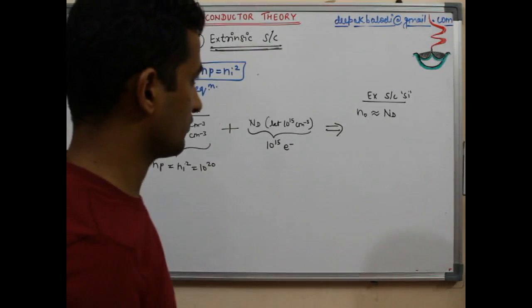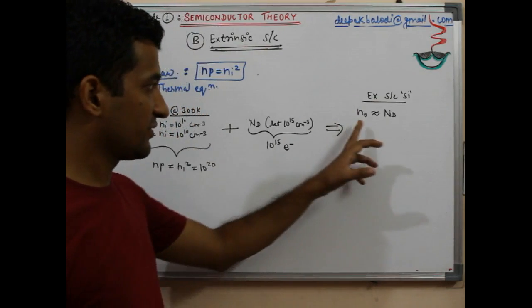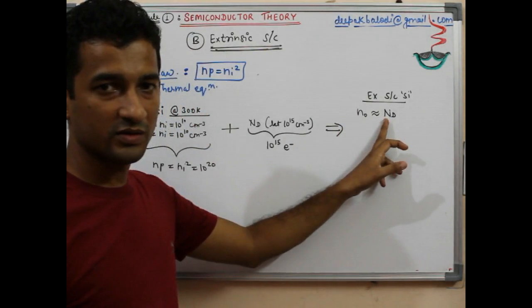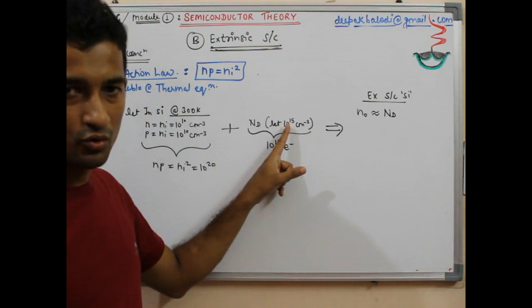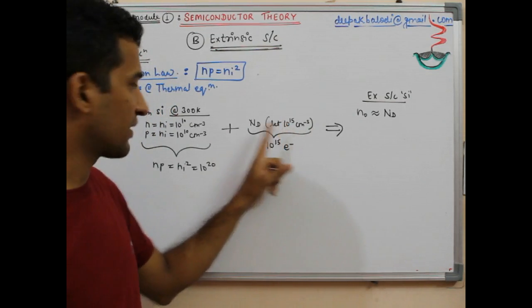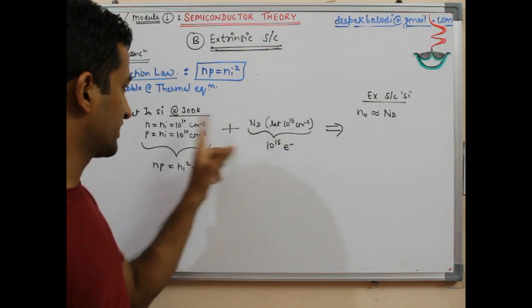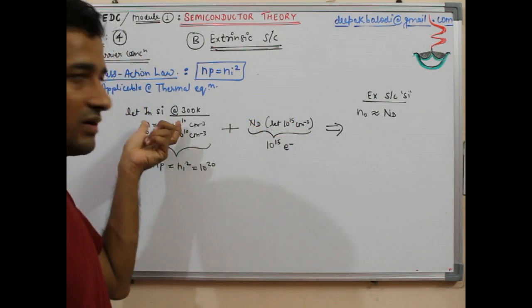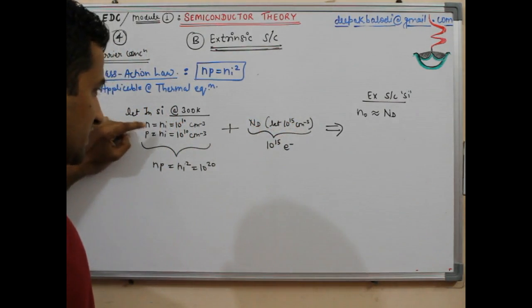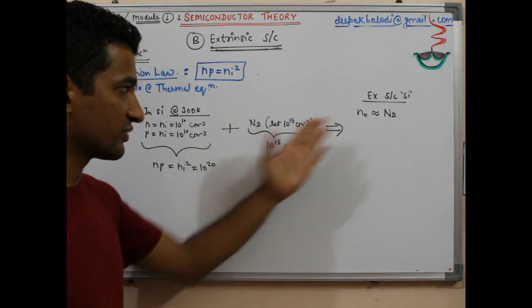As we expect that this should be equal to this, even if this is at least one order higher than this number, then the addition of this plus this is irrelevant, because this is so high. So ND plus n, earlier n which is ni, will be approximately ND. So that's what we expect.